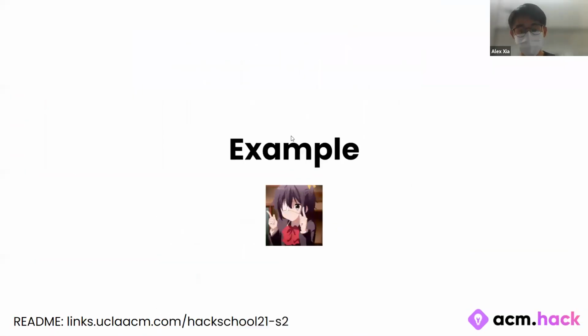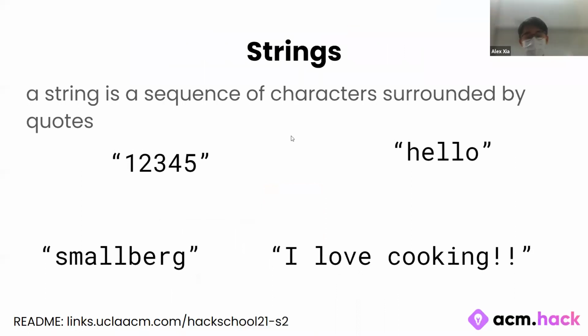Okay, moving on. Strings. So this is the last major basic type that JavaScript provides us. And a string is just a sequence of characters surrounded by quotes. So for example, quote 1, 2, 3, 4, 5, quote. We can use these sequences of characters to form text, and we can use this text in many different ways.